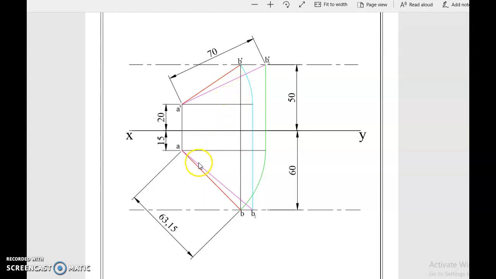Similarly, if you want to find angle phi, which is the angle made by the line with VP, you can draw the true length line 70 mm. Sorry, this is the top view length. A B2, this is B2. A B2 can be 70 mm, so that the angle made by A B2 with XY line is phi, phi being the angle with the VP. So this is the solution of the problem when address of both endpoints and true length is given.